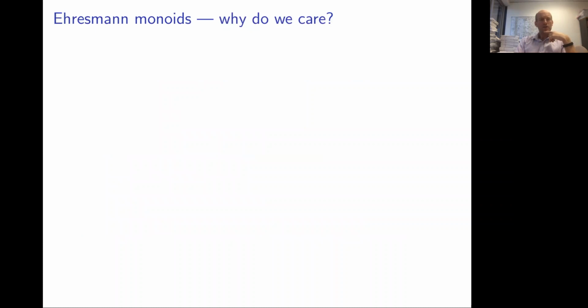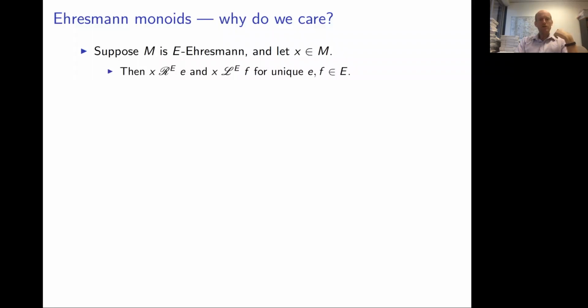So why do we care about this? I'll scroll through this fairly quickly. If we've got an Ehresmann monoid, then every element is R^E related to a unique element of our semilattice and L^F related. So we've got some operations. We can write X plus for this E thing and X star for this F thing. And these behave a lot like a domain and codomain of X.